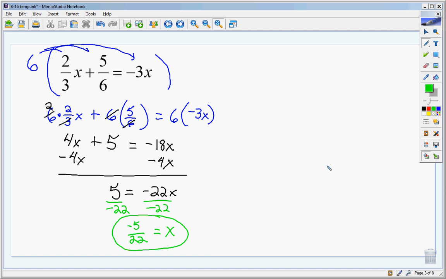Now, just out of curiosity, how many people were taught to get rid of the fraction last year? Okay. Some people teach to work with them. Some people teach to get rid of them. I personally think it's easier to get rid of them, but whatever method you're using, so long as you end up with a negative 5 over 22, and it would work 100% of the time, it's certainly okay.